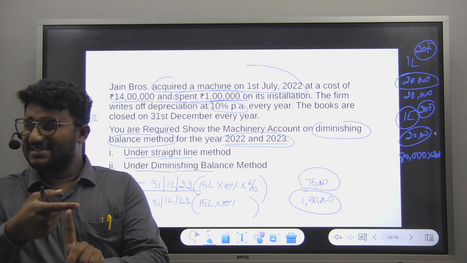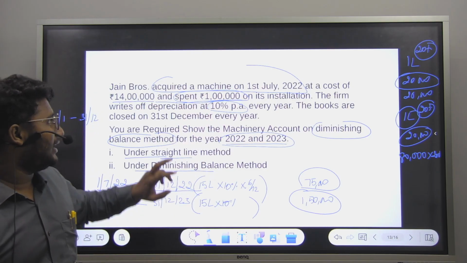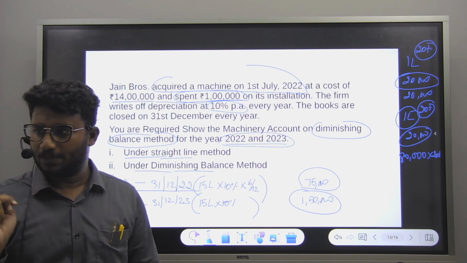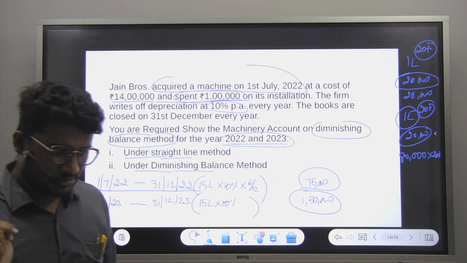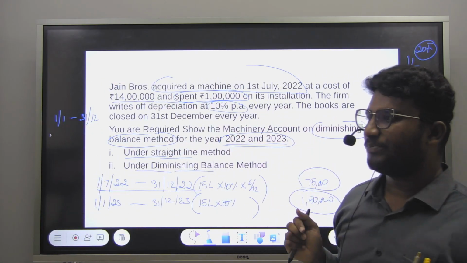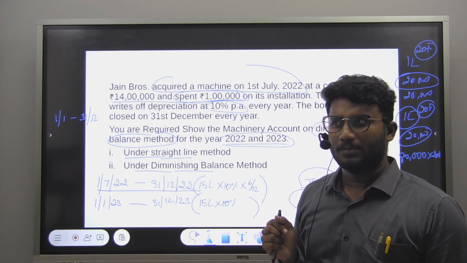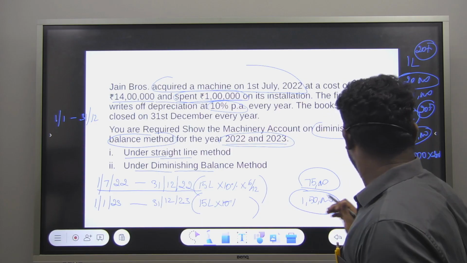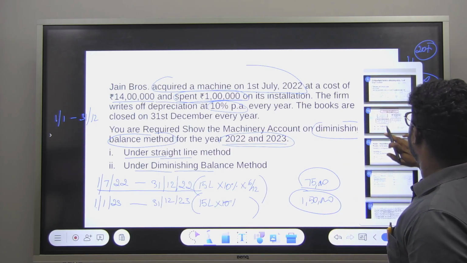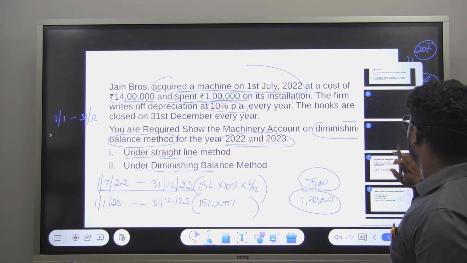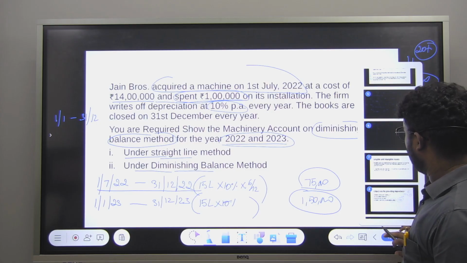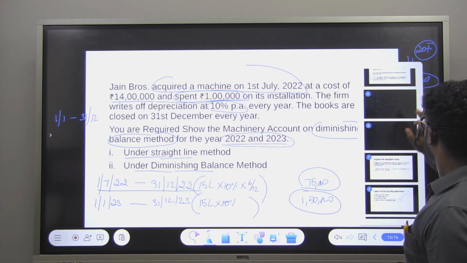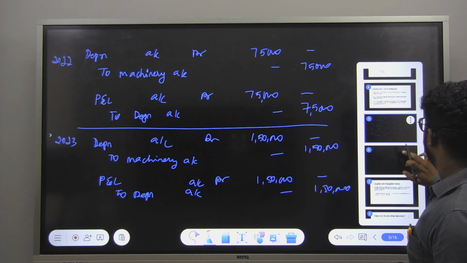Okay, can you recognize the accounts? Which accounts come up to pass the journal entry? They are purchasing the machinery. Obviously two accounts must come. Which are those two accounts? Purchase account and Cash account. Are you sure? Yes, sir. Sir, it will be purchase account debit to machinery account. Are you sure? Yes, sir.